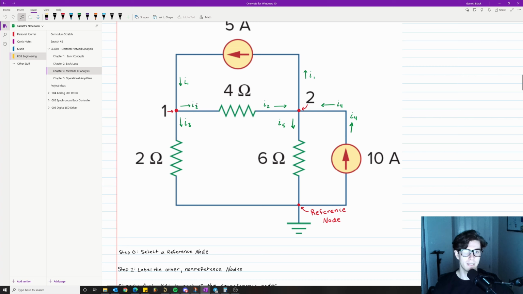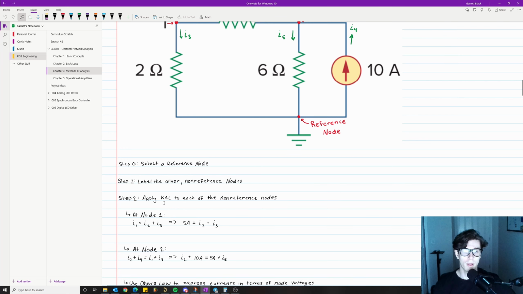The directionalities of these are somewhat arbitrary. At least for I2, it's rather arbitrary, but if it's going towards ground, always make the current flow to ground. At the end of the day, the math will work out, and you'll get negative numbers if your current's pointed the quote unquote wrong direction. So don't worry about the directionality necessarily. It won't affect your answer if you do the math right.